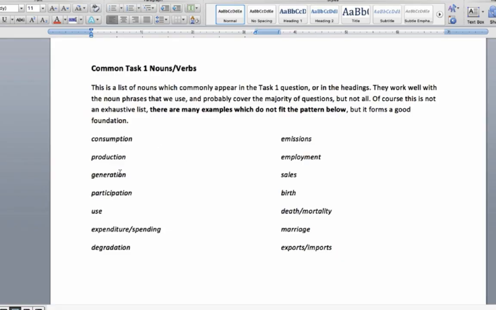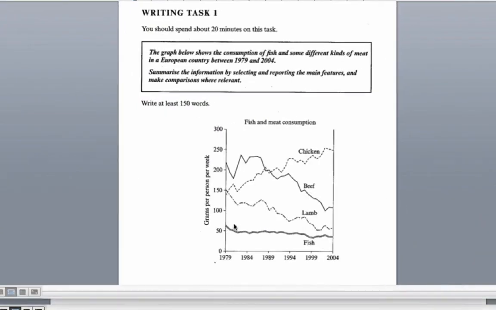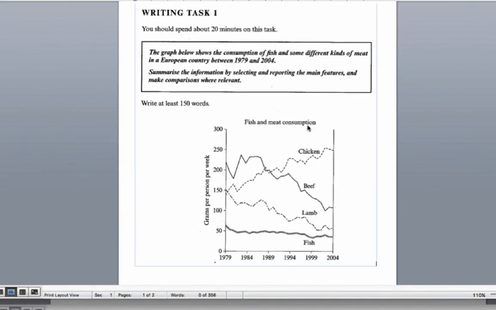Now, the interesting thing is if you get one of these nouns, for example, in our fish example, our chicken, beef, lamb, fish example, the main thing in this is consumption. It's all about consumption. Consumption of fish, consumption of chicken, consumption of beef, lamb. So that's your main noun for the whole task 1, is you're going to say consumption, and you're going to turn it into a verb and say consume.